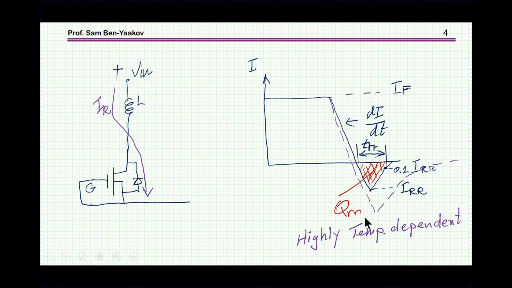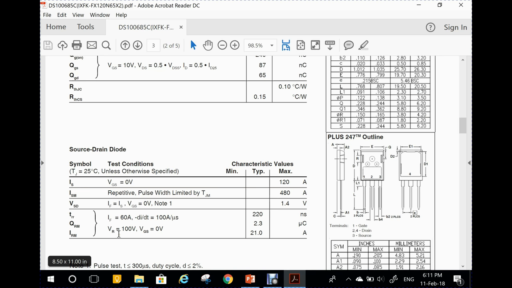So let's go back for a minute to the table to see all these parameters. So here we are. For this particular diode, TRR is 220 nanoseconds. This is considered to be a slow diode as compared to what is available in current technology for this voltage. We are talking today about 10 times faster. That is like in the area of 20 to 40 nanoseconds recovery time for a fast silicon diode. So this is a rather slow diode.